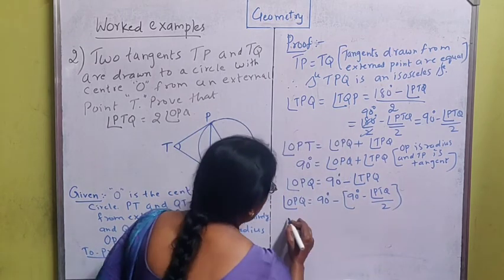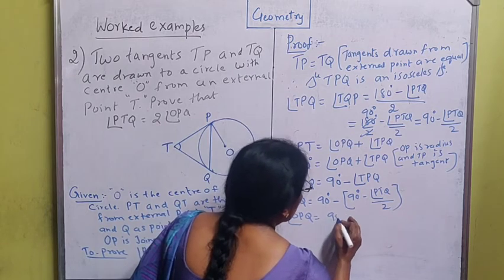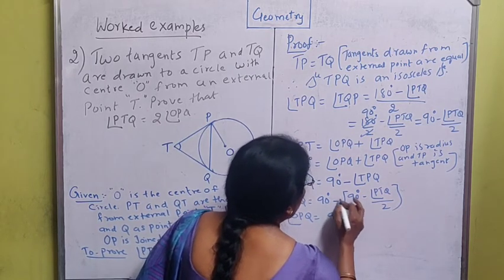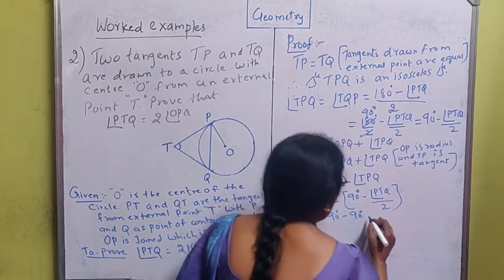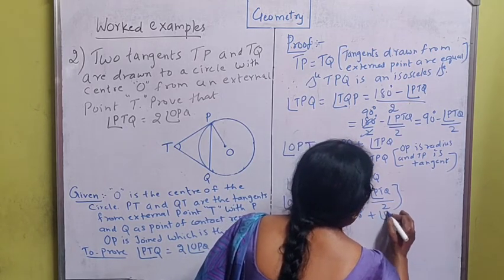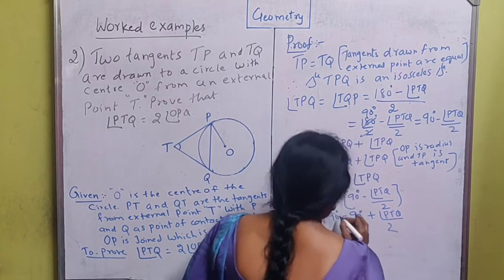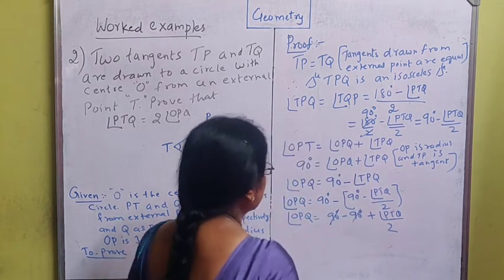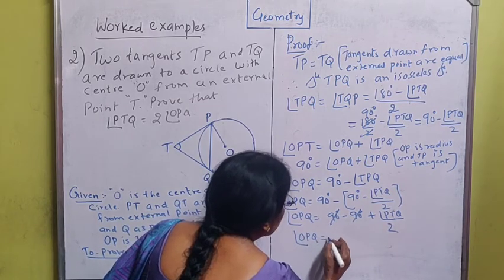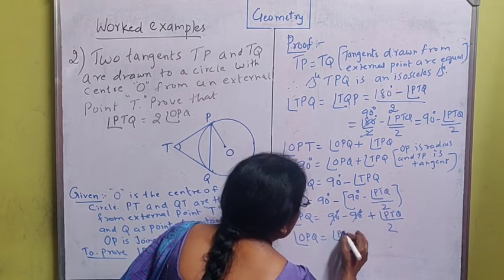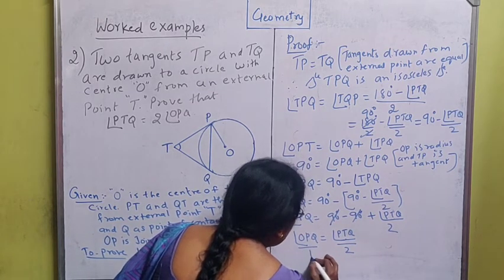Now I will remove the bracket. Angle OPQ is equal to 90 degrees, minus into plus is minus, 90 degrees, minus into minus is plus angle PTQ by 2. 90 and 90 cancel. So what I got in the last: angle OPQ is equal to angle PTQ divided by 2. Nothing is there, means 1.